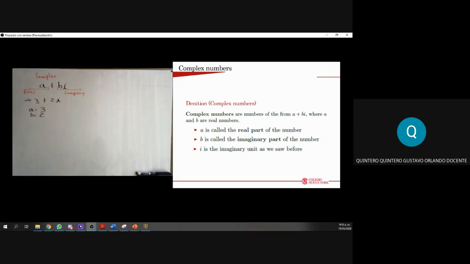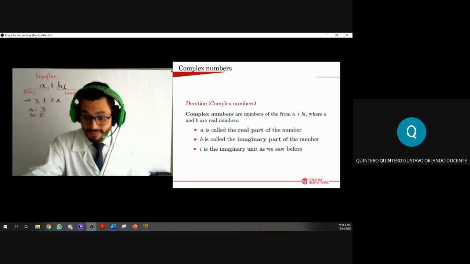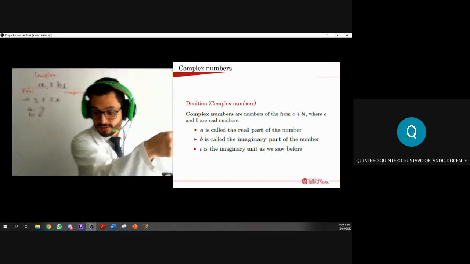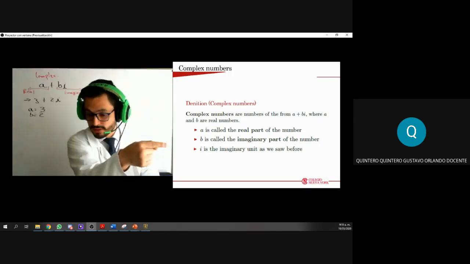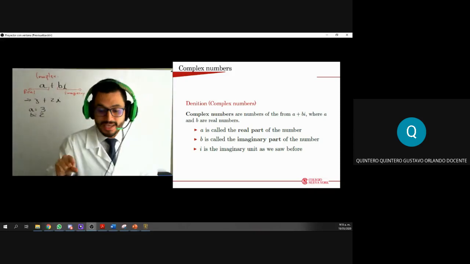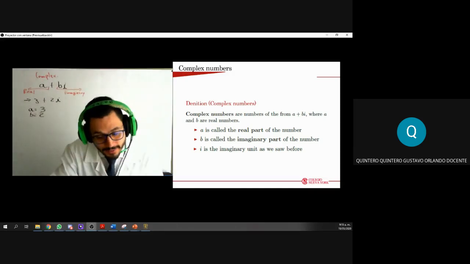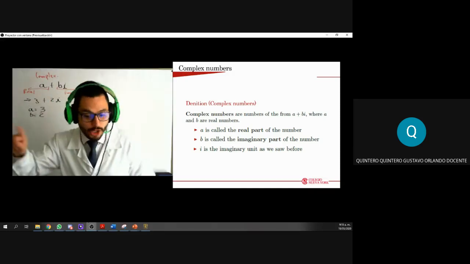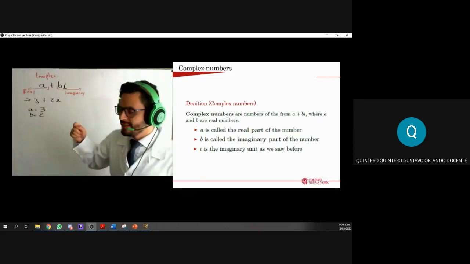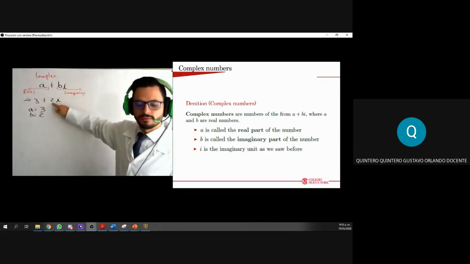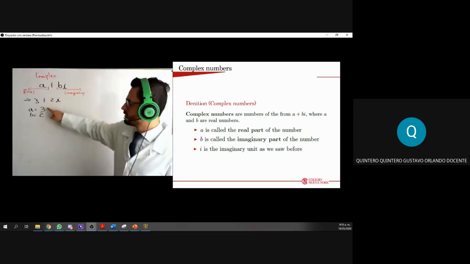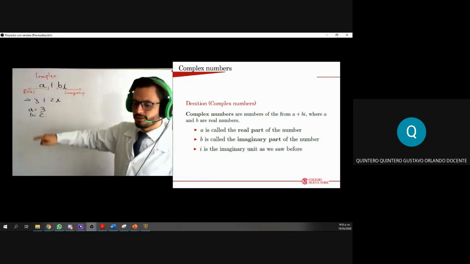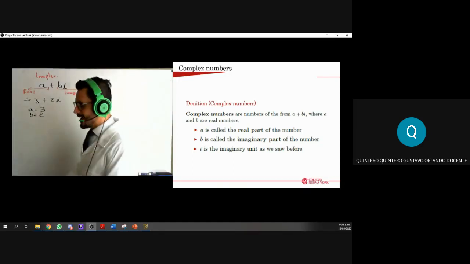Now, some people might say, teacher, the imaginary part has to be 2i. Not really. According to our definition, the one in the presentation here, the second part, b, is called the imaginary part. Just b, not bi. In this case, b is just the number 2. So we have the real part 3 and the imaginary part 2. That is it.